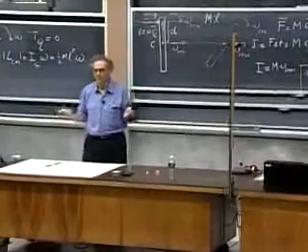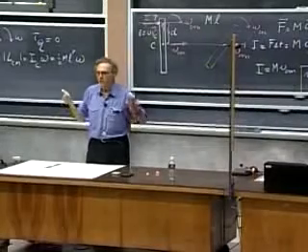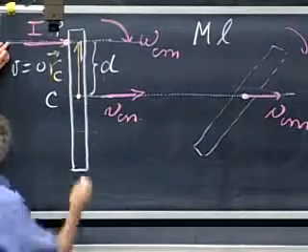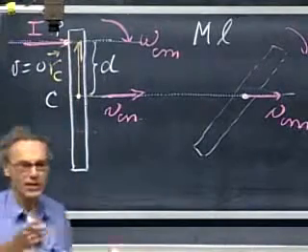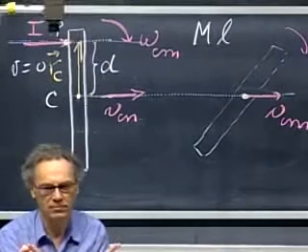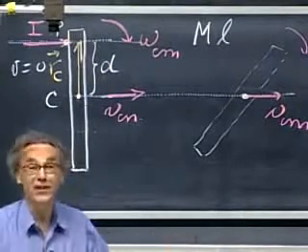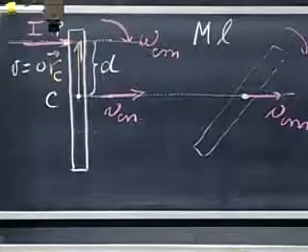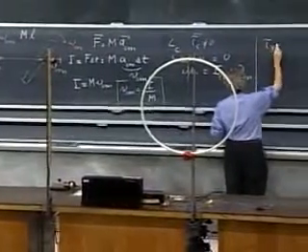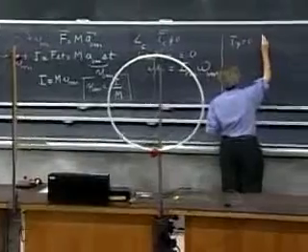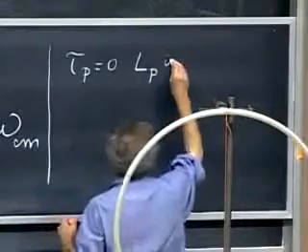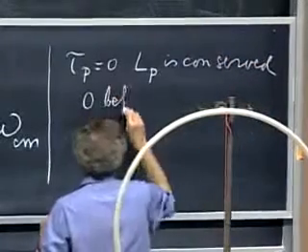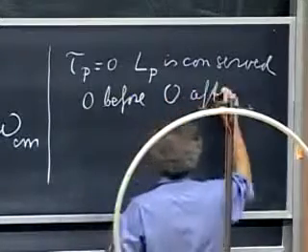Angular momentum must be conserved about that point, because there is no torque relative to that point. Any position vector from this point to here is in the same direction as the force, so R cross F is zero. Now we have an infinite number of points on this line where the torque is zero. So the torque relative to point P is zero, and the angular momentum L relative to point P is conserved. It is zero before, and so it's zero after the hit.